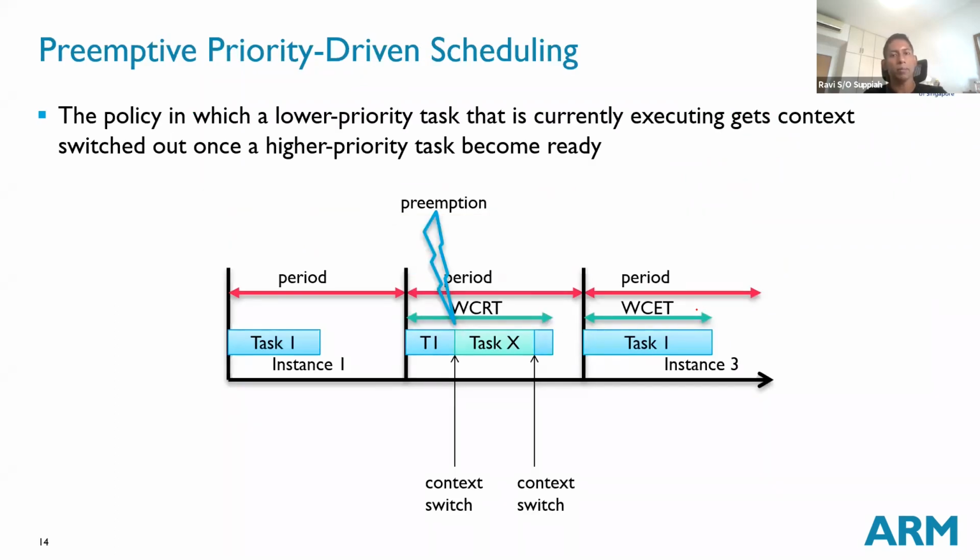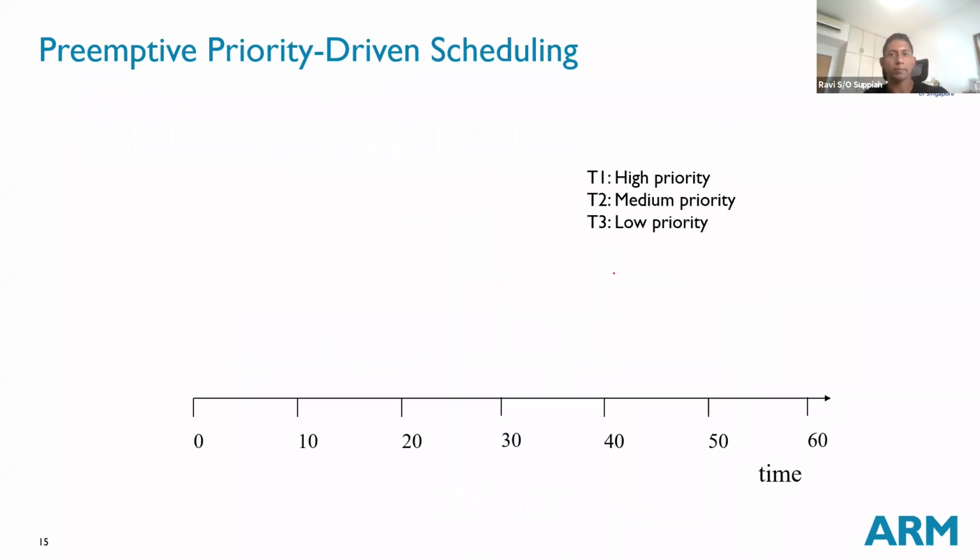And why is this important? Because in a real-time operating system, we are dealing with what we call preemptive priority driven scheduling. That means the moment a higher priority task becomes ready, it will automatically preempt the current task and take over the CPU. That is always happening in a real-time operating system. Once a higher priority task is ready, it will immediately take over the CPU, and the context switch will happen.